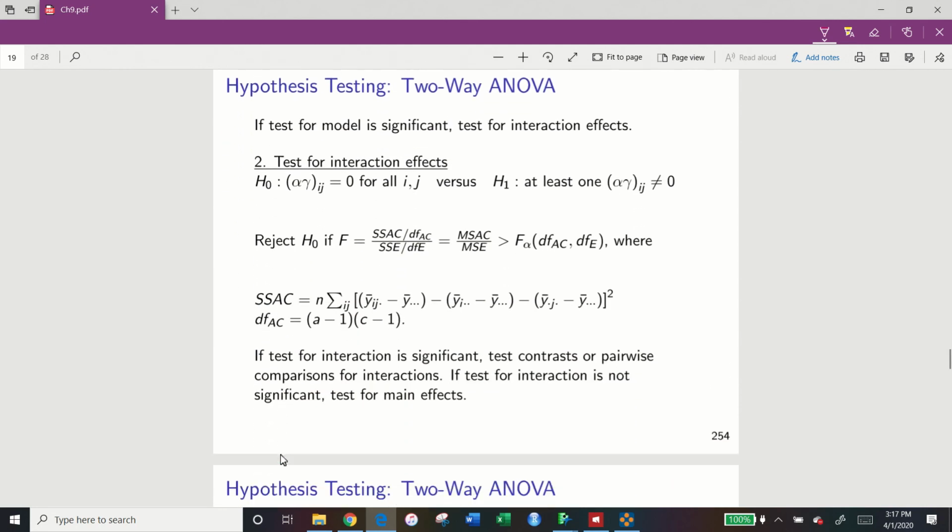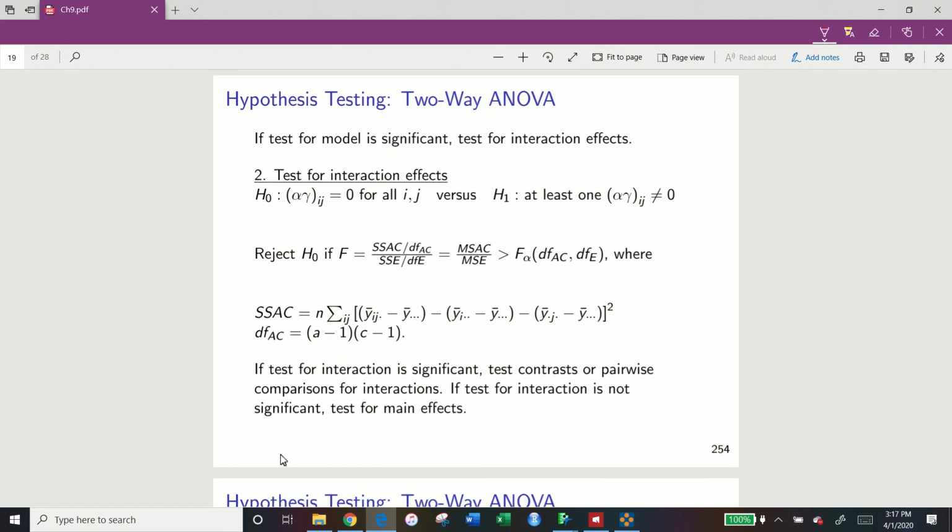Now let's continue to say our next steps. So we just finished step 1, and we can say if our model is significant, we'll now test for our interaction effects, step 2. So testing for our interaction effects. For this, our null hypothesis would be alpha times gamma_ij equal to 0 for all ij versus the alternative where at least one alpha times gamma_ij is not equal to 0.